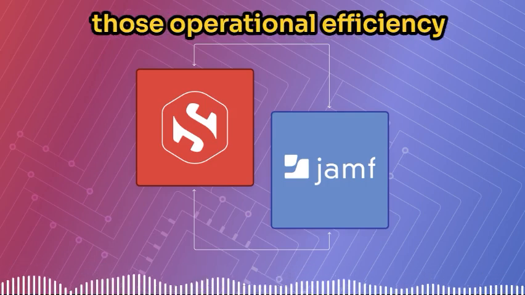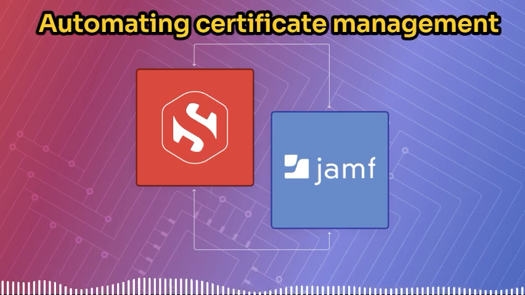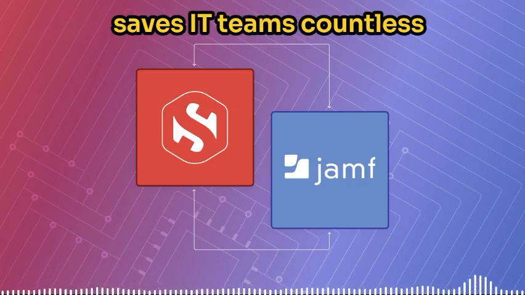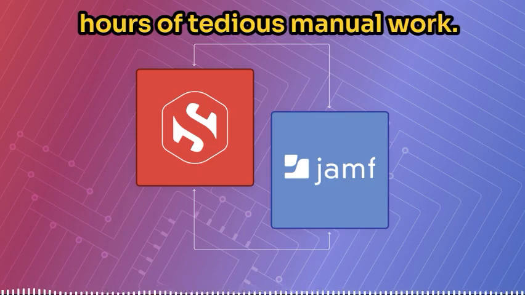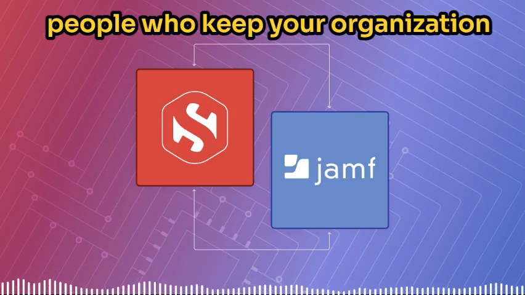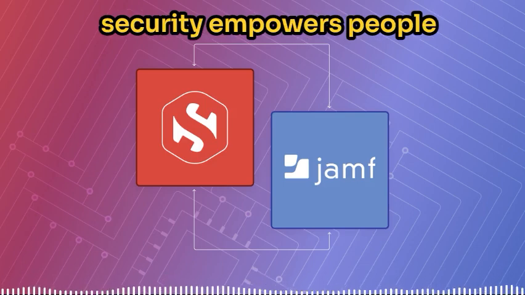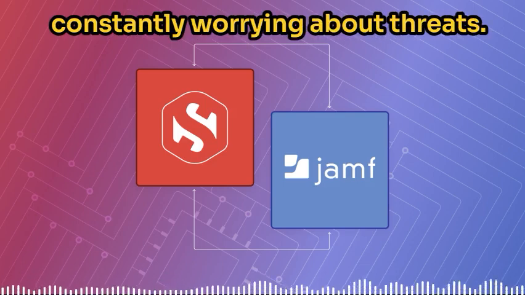And let's not forget about those operational efficiency gains we talked about earlier. Right. Automating certificate management and device provisioning saves IT teams countless hours of tedious manual work. It's about making life easier for the people who keep your organization running smoothly and securely. At the end of the day, good security empowers people to do their best work without constantly worrying about threats.